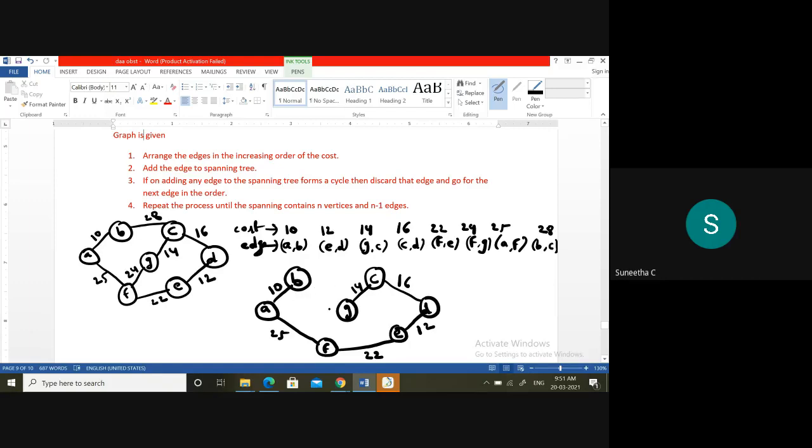Now in this spanning tree, we are saying that it is the minimum spanning tree. What is the minimum cost here? Cost is equal to the sum of the costs of edges in the spanning tree: 10 plus 25 plus 22 plus 12 plus 16 plus 14. Now you tell me the cost of this spanning tree.